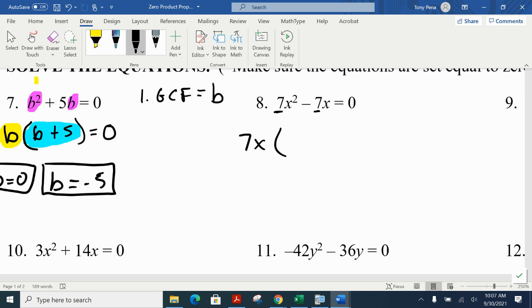Then we're going to multiply by whatever's left over. The 7 has been removed. I had 2 x's. I pulled one of them out. So there's only 1 x remaining. Same here. I pulled the 7 out and I pulled the x out. What's left over for this term?